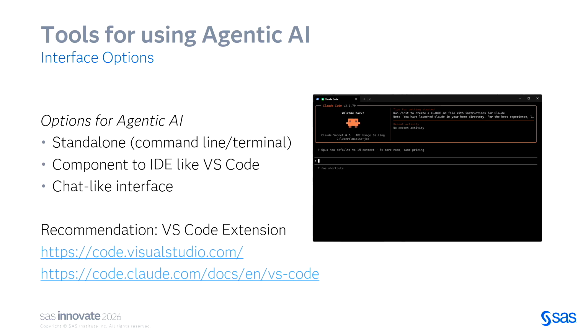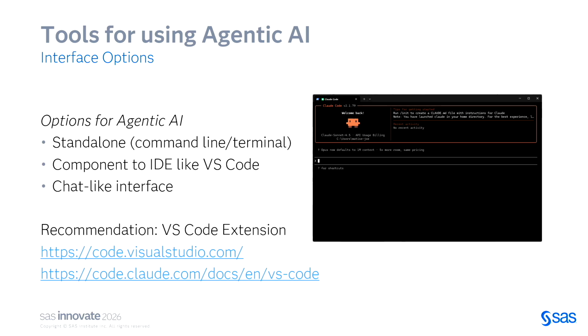You can use a component to an IDE, so a programming environment, like VS Code, for example. Or you can use a chat-like interface. So this is just like regular non-agentic ChatGPT or whatever. You can set up these agentic AI to have that sort of interface where you just ask a question, and then it sort of goes off and does stuff, but you don't have as much control in those spaces.